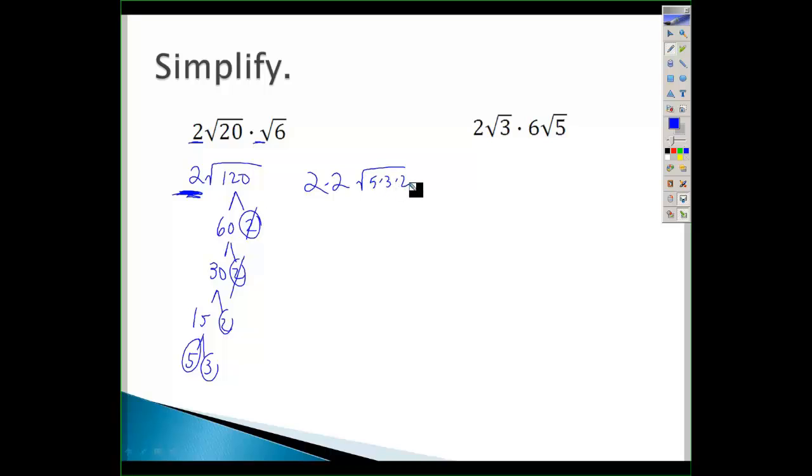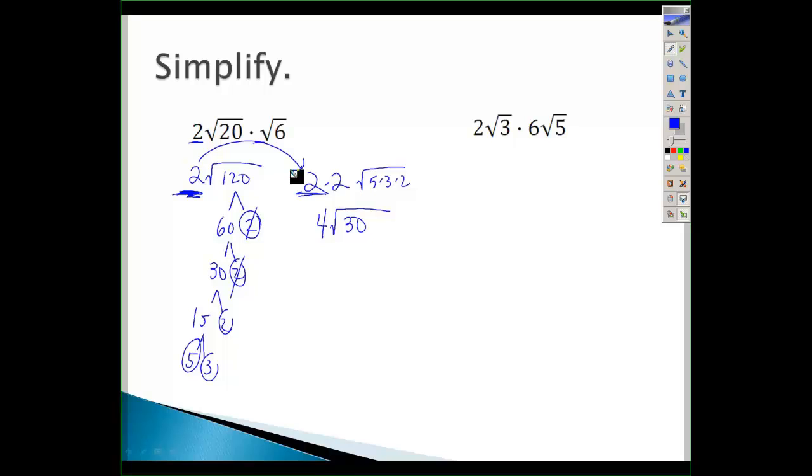All right, so now all I have to do is simplify. 2 times 2 is 4 times the square root of 30. And this first 2, one more time, it came from right there. That's where that 2 came from. So it was already out there.